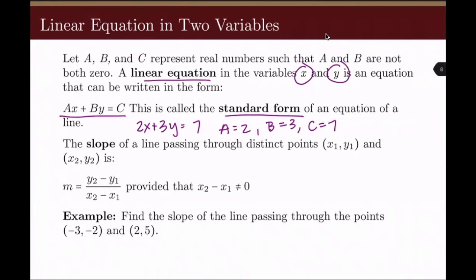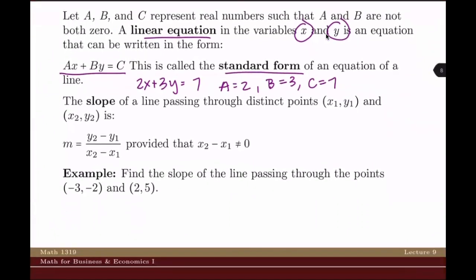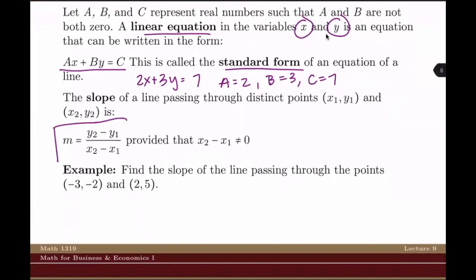So the slope of a line passing through distinct points x1, y1, and x2, y2 is defined here, where we have m equals y2 minus y1 divided by x2 minus x1, provided that x2 minus x1 is not 0, since we cannot divide by 0, right?